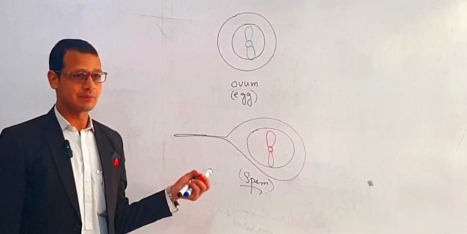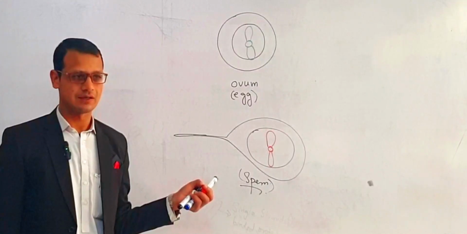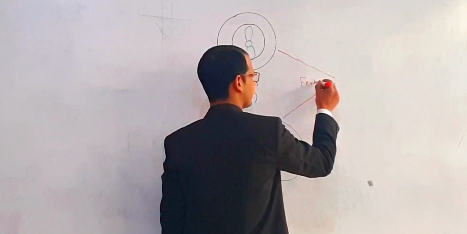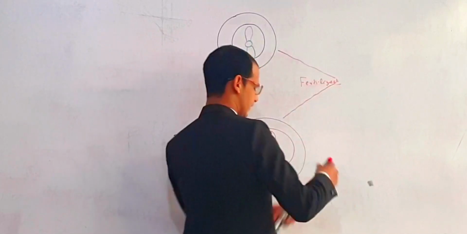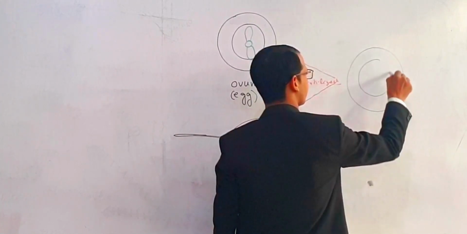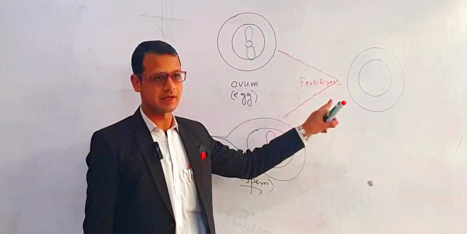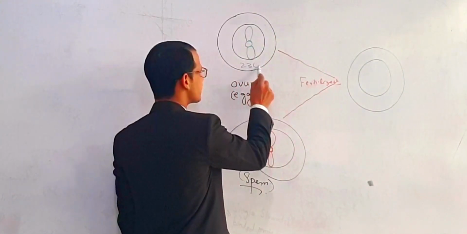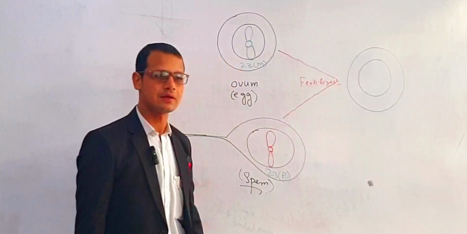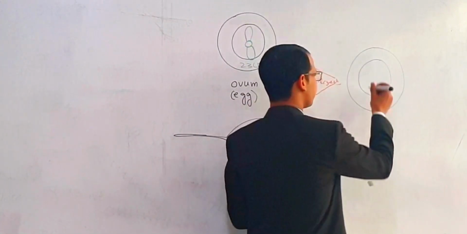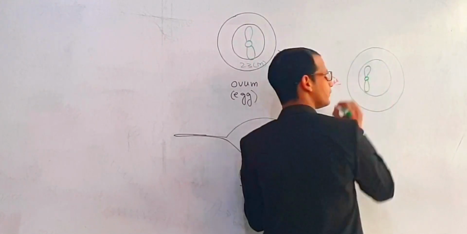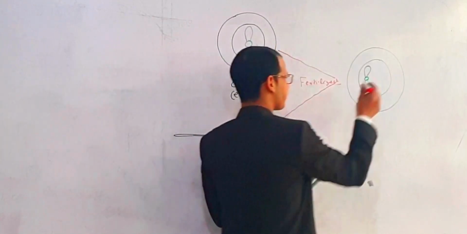Our life starts even on the molecular level, from one cell. These two cells get fertilized and form a new cell, which is called a zygote. This zygote has 23 chromosomes which are maternal and 23 chromosomes which are paternal. So now this zygote has 46 chromosomes, 23 from the mother and 23 from the father.